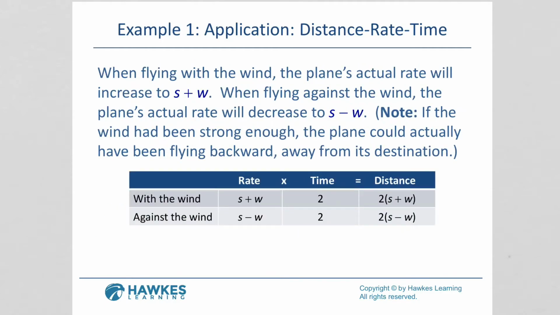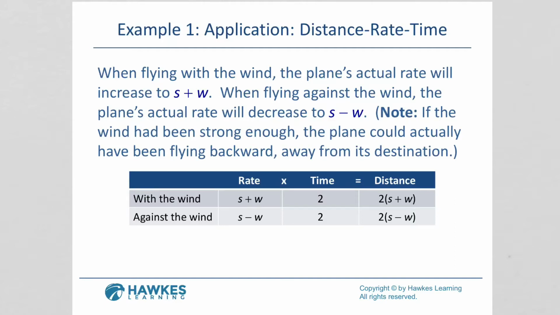When flying with the wind, the plane's actual rate will increase to S plus W. When flying against the wind, the plane's actual rate will decrease to S minus W. Note, if the wind had been strong enough, the plane could actually have been flying backward away from its destination. Distance, rate, and time problems are best solved using a table.